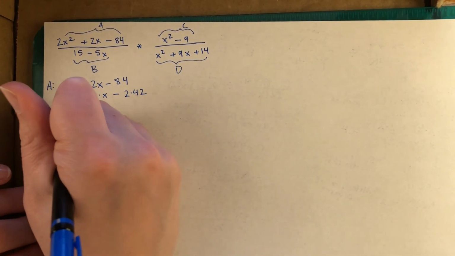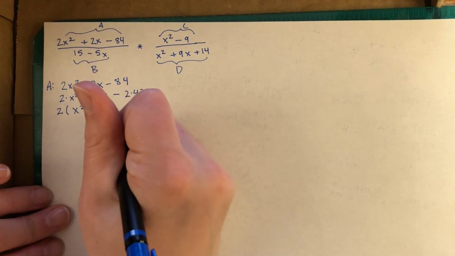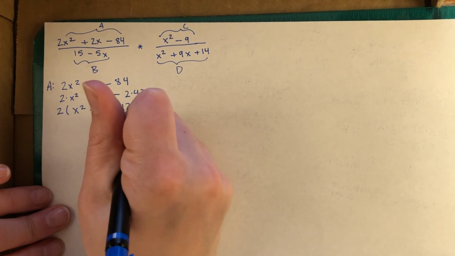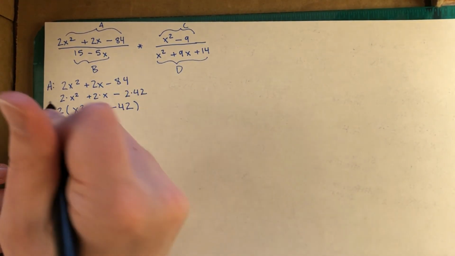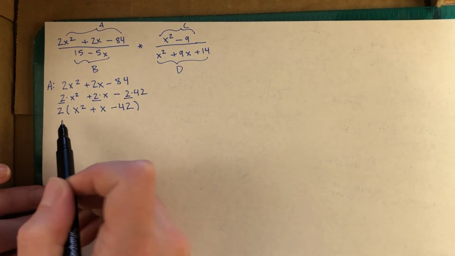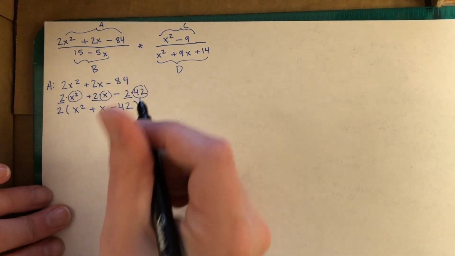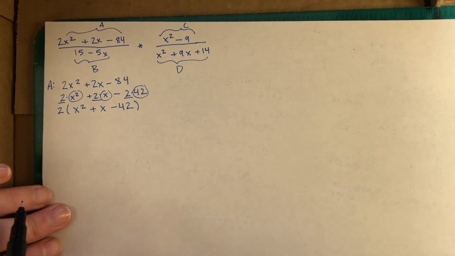Now that lets me write a 2 in front: x squared plus x minus 42. I got this by matching these three 2's. That match goes in the front. And then whatever I didn't match, I write on the inside, keeping those same pluses and minuses as well.